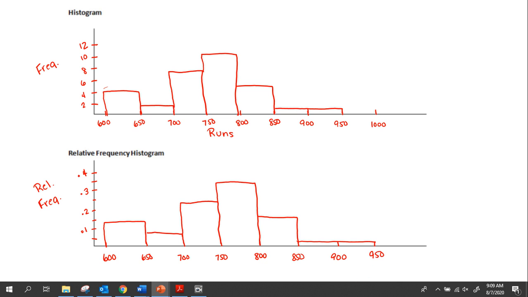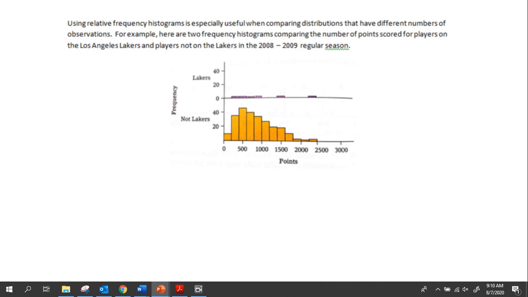So you notice it has the same shape. It looks the same. The difference would only be the vertical axis. And make sure you label your axes. Using relative frequency histograms is especially useful when you're comparing distributions that have different numbers of observations.